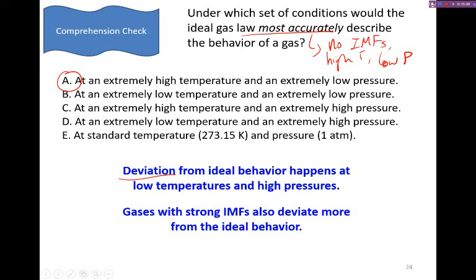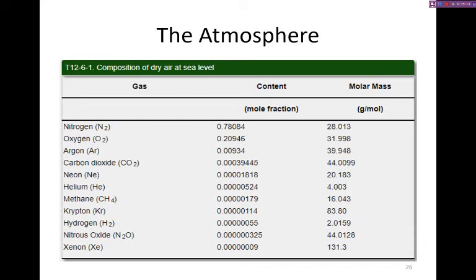Okay, let's move on to talk about the atmosphere now. The atmosphere is made up of about a dozen or so different gases, and this is at sea level. This is dry air, so you'll notice that there's no water represented there. The fraction of water is going to depend on the relative humidity. And one way to express the content is by using the mole fraction. Remember how we said that the sum of the mole fractions must add up to 1.